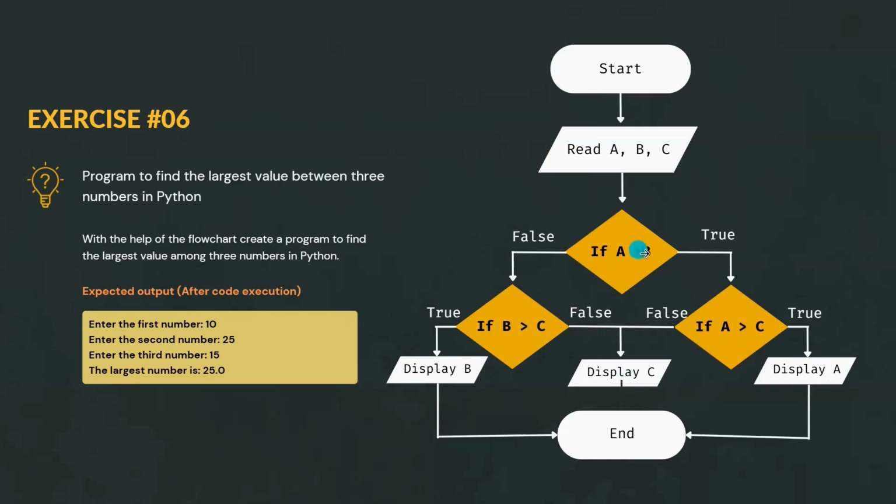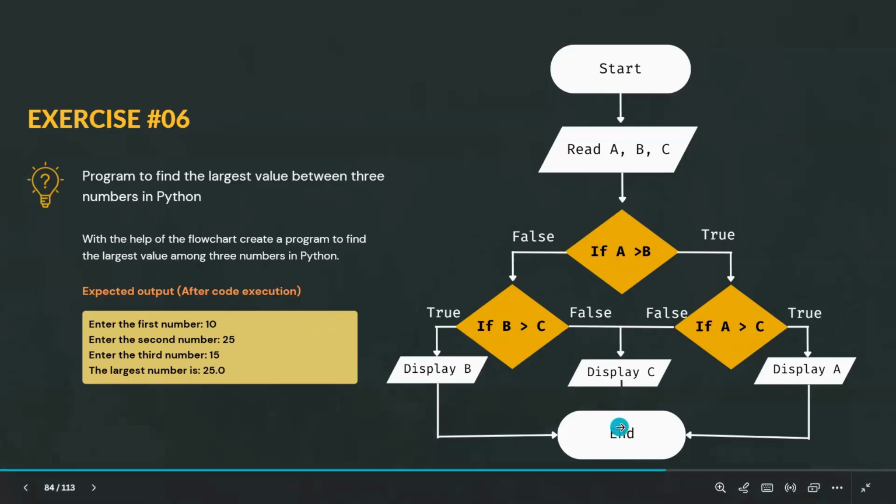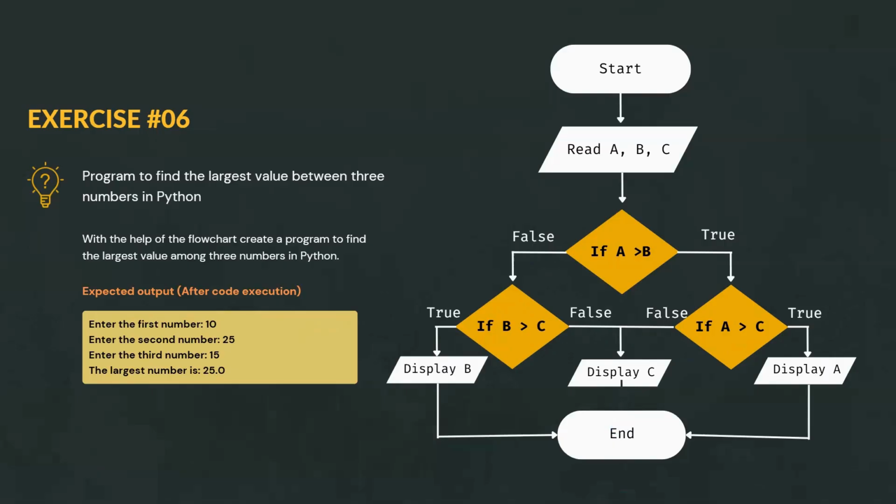But if it's not A greater than B, then we compare B and C. Then if B is greater than C, we display B, else we display C. And then we end the program. Simple, right? Step by step, we eliminate until we find the biggest number. Now let's write this in Python.